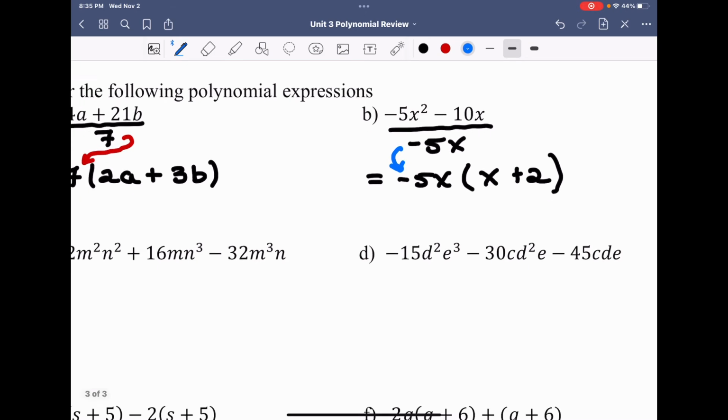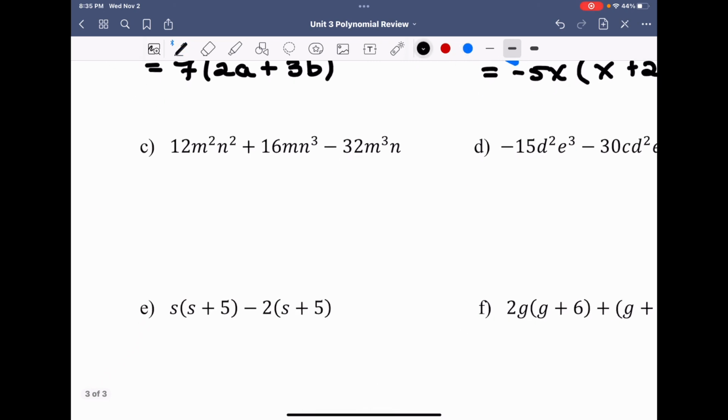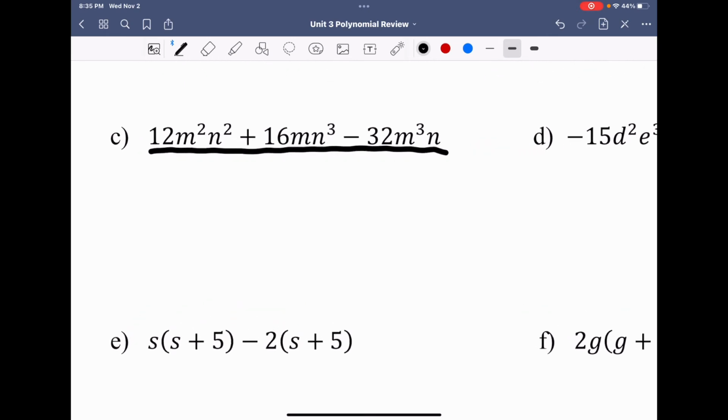All right, let's try a harder example here. If I go into C here, I underline it, indicating that I'm going to divide all terms by this common GCF. 12, 16, and 32 all share a factor of 4. The least amount of shared m's in this case is 1. They all share at least one m, so I'm going to put m here. I then move on to the n's. The least amount of n's shared is 1n, or n to the 1st power. Now, I rewrite this as my GCF, or the 4mn out front, and I divide each term by that 4mn.